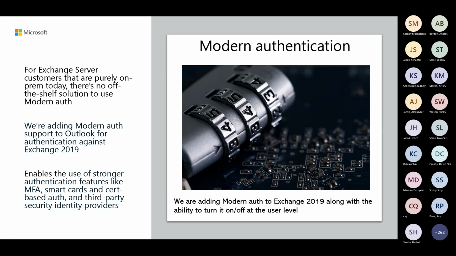And this is going to provide the use of stronger authentication features like MFA, smart cards, and cert-based auth, and support for various Outlook clients on Windows, Mac, Android, and iOS is coming, but they will be released in a staggered way. We expect to add modern auth support to Outlook on Windows this fall, perhaps, but we won't have support for Outlook on Mac until next year. And again, those dates could change. It's possible not anything shows up until next year.